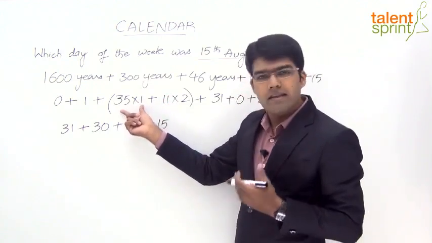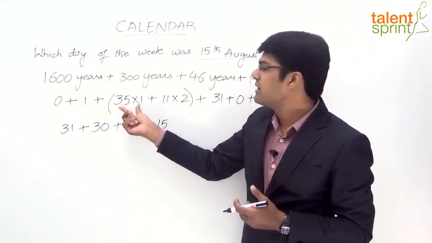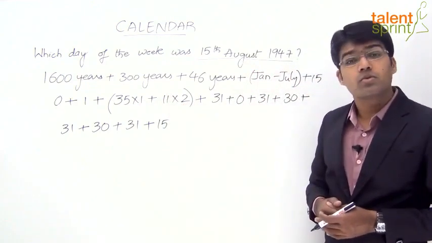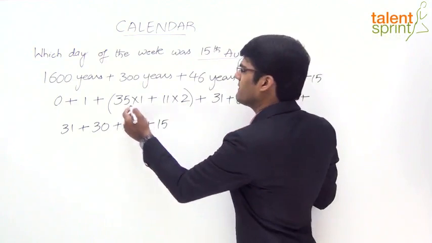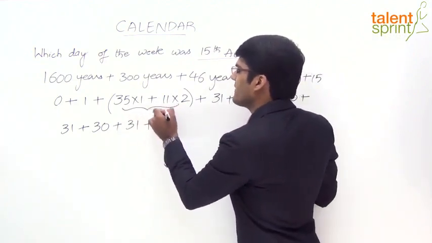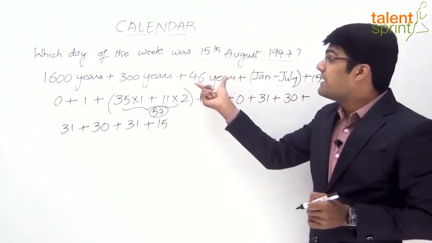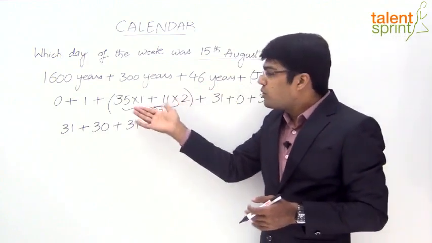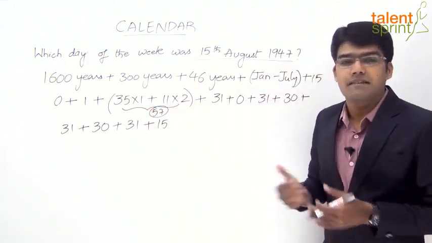This is already very easy to understand. 35 ordinary years, so 35 into 1 odd days, and 11 leap years, which will give us 11 into 2 odd days. So 35 into 1 is 35, plus 11 into 2 is 22. 35 plus 22 is 57. So the number of odd days in 46 years is 57. But what can be done to make this calculation a little easier?